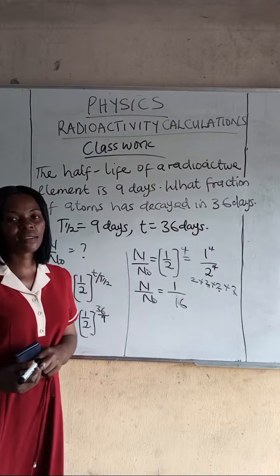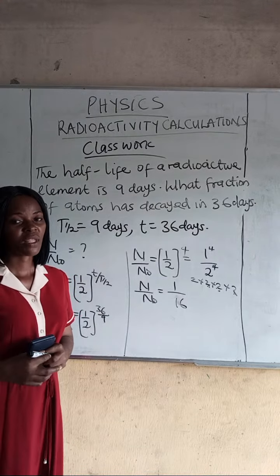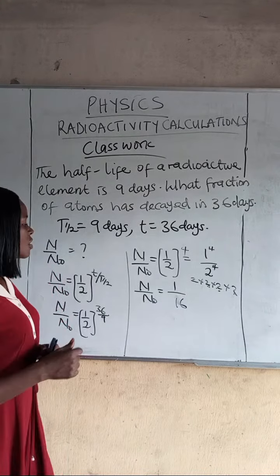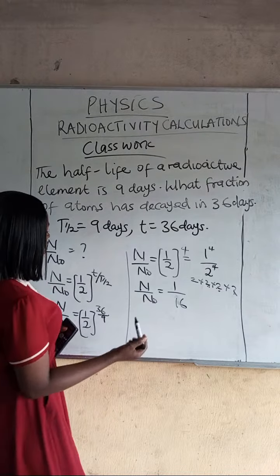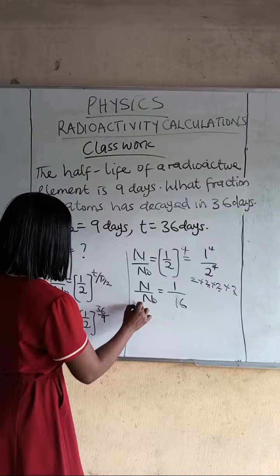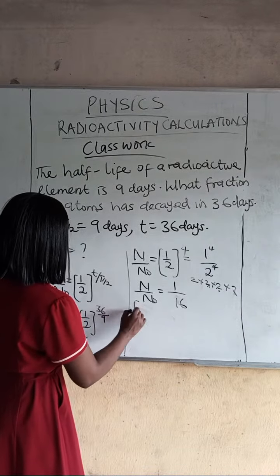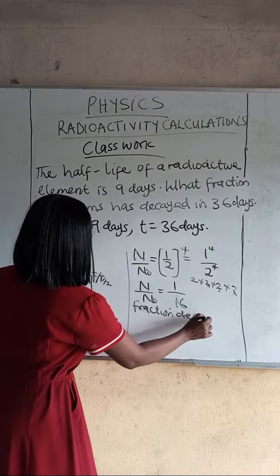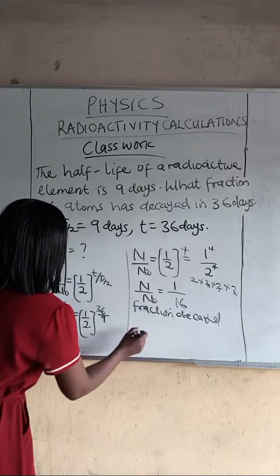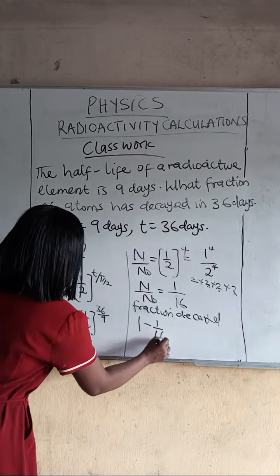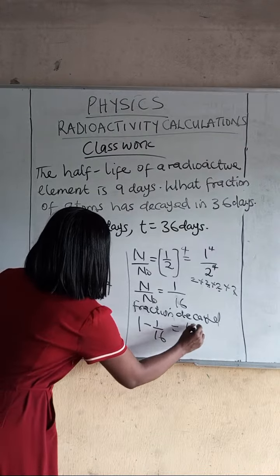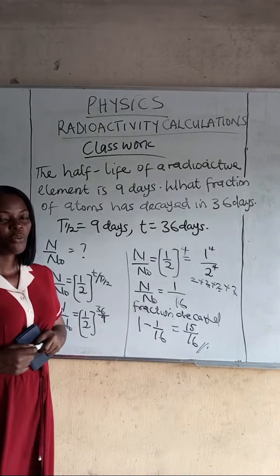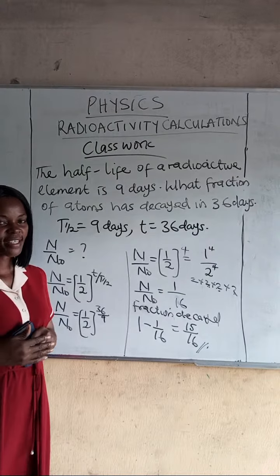Now, this is the mass of the atom that remains after decay. But that is not what we're asked to do. We're asked to find the mass that decayed. So because this is a fraction, what I'm looking for is the fraction decayed. Fraction decayed is equal to 1 minus 1 over 16. Of course, I'm going to get 15 over 16. So this is the fraction that has decayed. We all got the answer to be 15 over 16. Okay? All right.